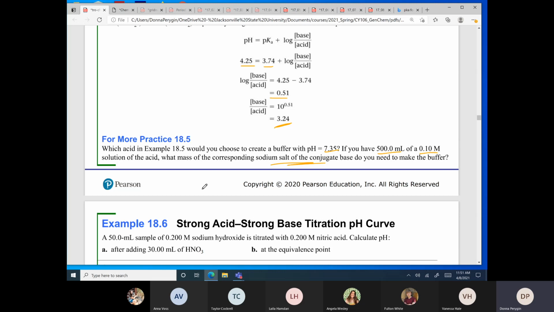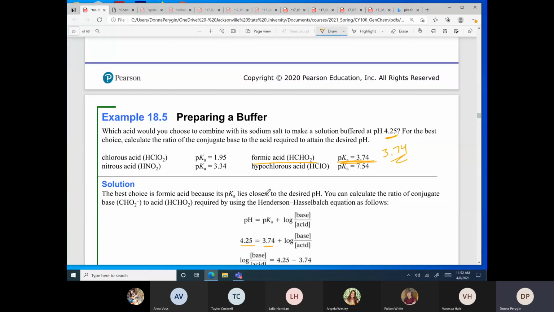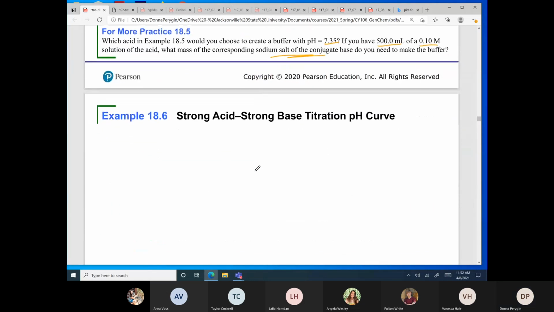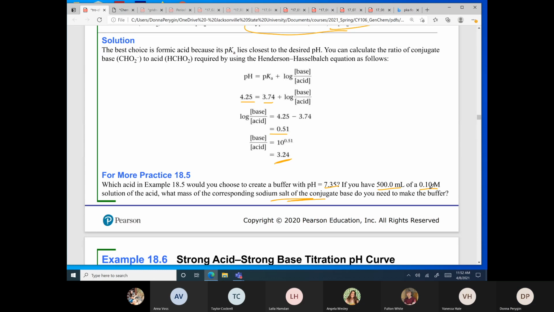So let's see how we can do this one. Okay, so first of all, we have pH of 7.35. So the closest pKa is going to be the 7.54. So we're going to make a hypochlorous acid solution. Okay, I'm going to have to move over to the grid notes. So I've got 500 milliliters of a 0.1 molar solution of the acid.